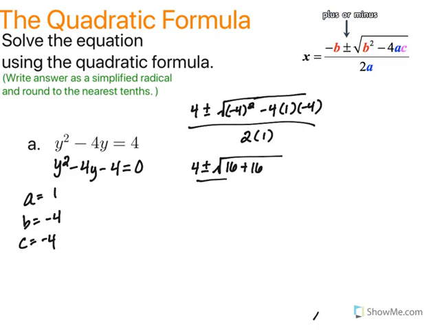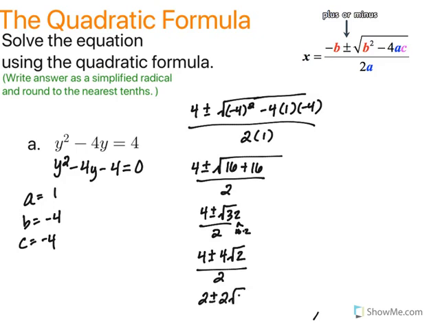plus 16 over 2. Well, we know that 16 plus 16 is 32, and so we have 4 plus or minus the square root of 32 over 2. Now the square root of 32 is not a perfect square, but I know that I could break 32 up into 16 times 2, so it could be simplified to 4 plus or minus 4 square roots of 2 over 2. Now we can simplify this. We can divide both 4 and 4 square roots of 2 by 2, so this would simplify down to 2 plus or minus 2 square roots of 2.